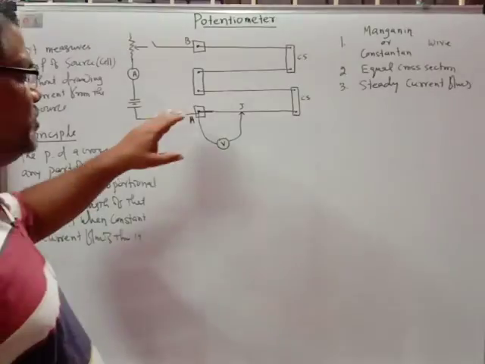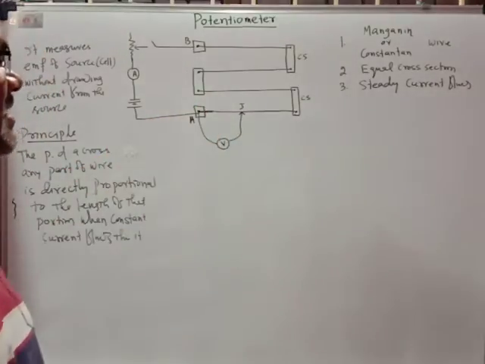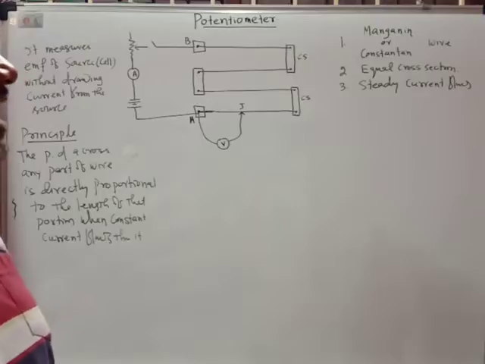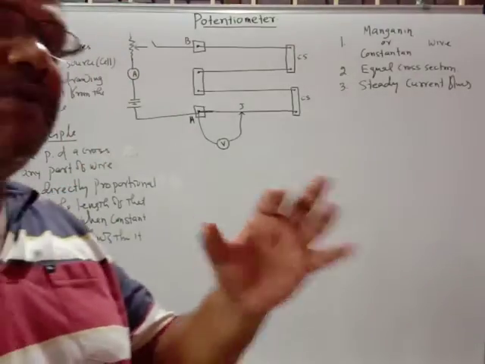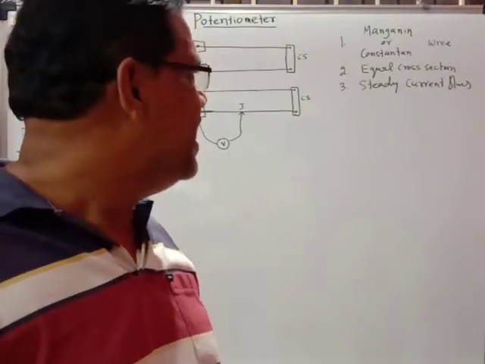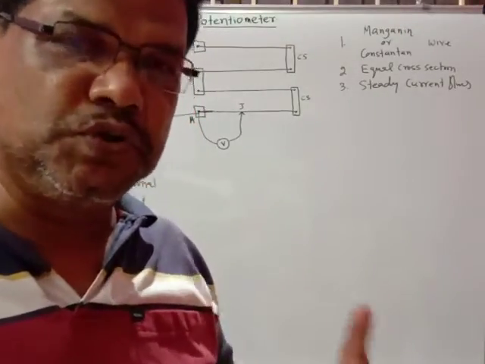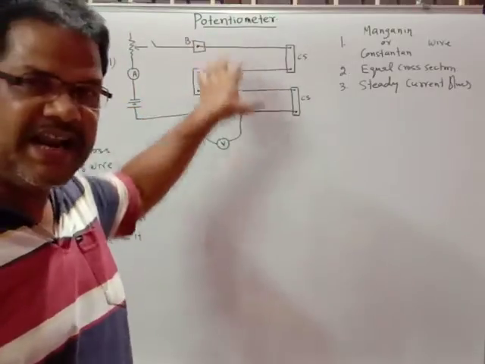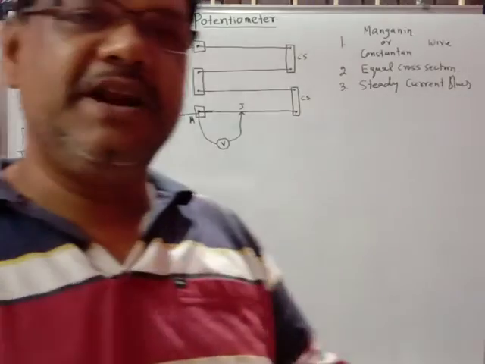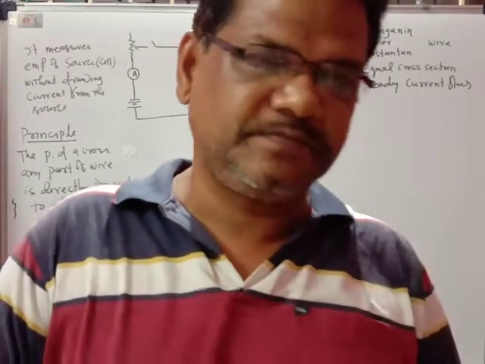The wire is made up of manganin and constantan, and it has a uniform cross-sectional area, and a steady current flows through the wire. All these wires and arrangements are kept on a wooden platform.